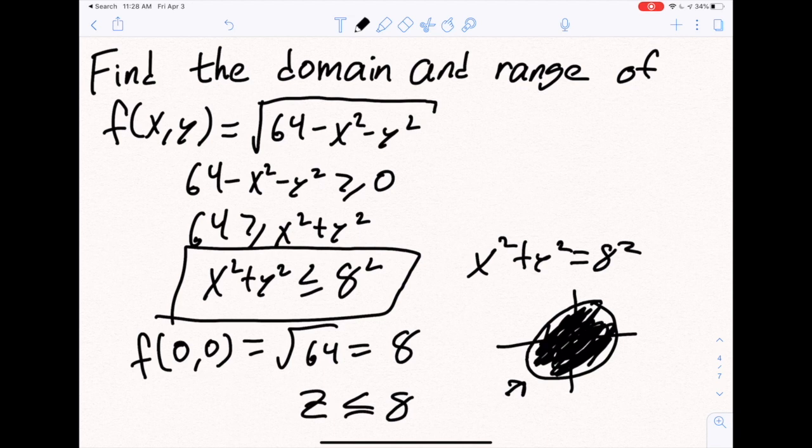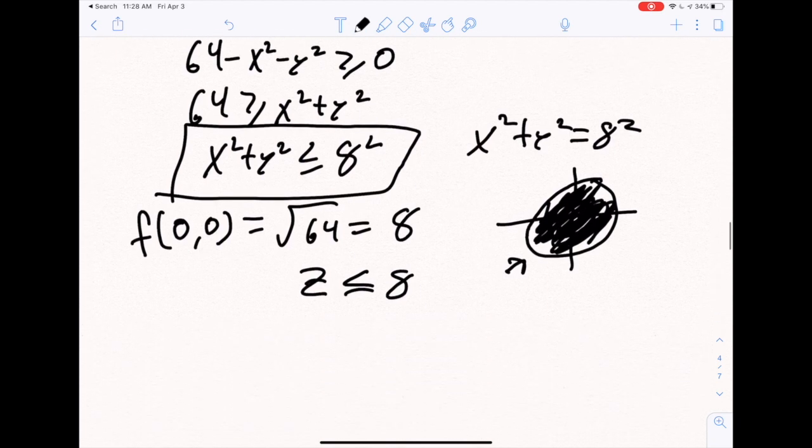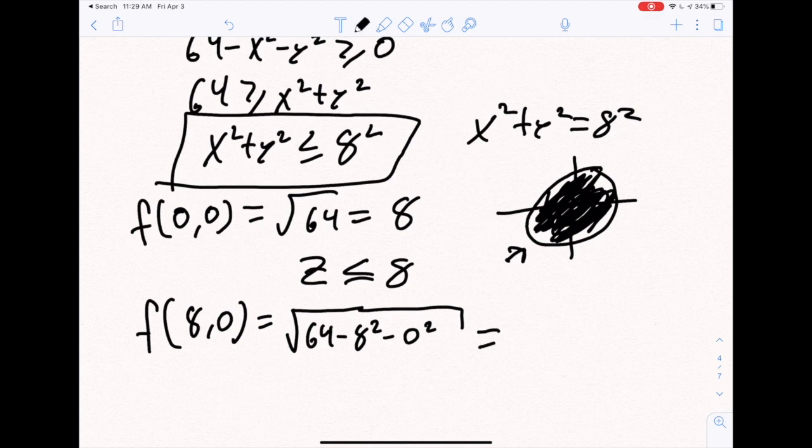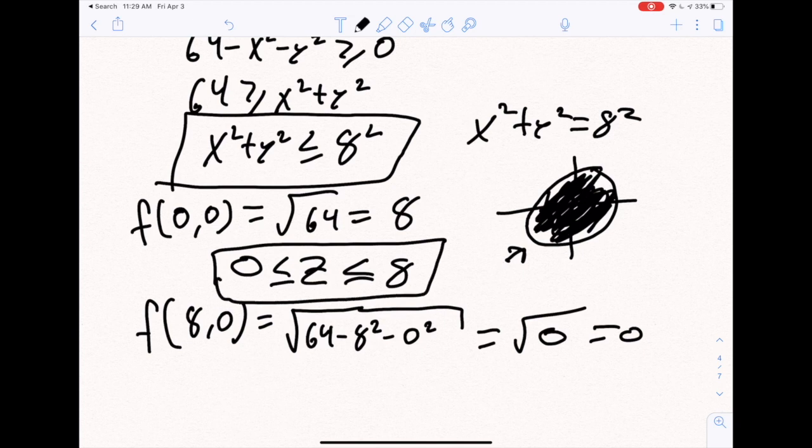And if we plug in bigger values for x and y, well, the biggest values for x and y that we can get are ones that actually equal 8 squared, right? Because we can't have them be bigger than 8 squared, but we can have them go up to 8 squared. So something that works is x equals 8 and y equals 0. So if we plug in f of 8, 0, what we end up with is the square root of 64 minus 8 squared minus 0 squared. But 8 squared is just 64, so this ends up being the square root of 0, which is 0. So that tells us that our outputs have to be bigger than or equal to 0, and so that tells us our range is between 0 and 8.